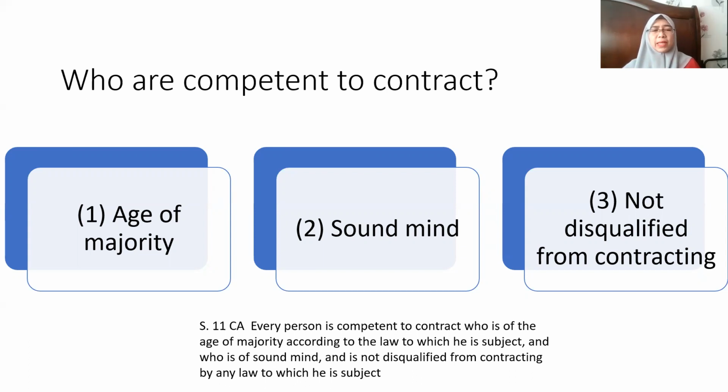From this particular provision, we are able to extract three necessary features, and all must be fulfilled in order to prove that the party is competent to contract. The first one, the contracting party must attain the age of majority. So what's the age of majority? We are going to discuss in the next slides.